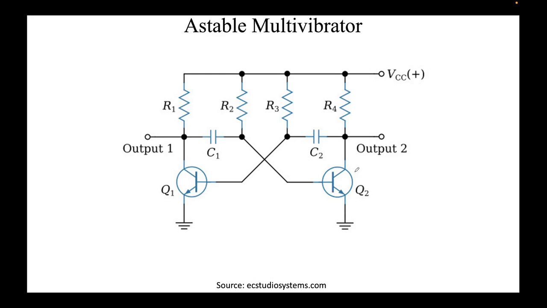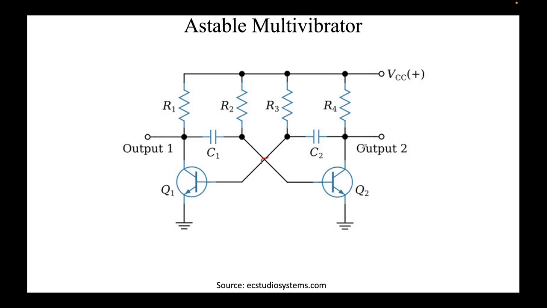In this very simplistic diagram, we just have two NPN BJTs and four resistors, and you see this is the way. This is crossing, it is not shorted. This crosses like this. So let's see how it operates.